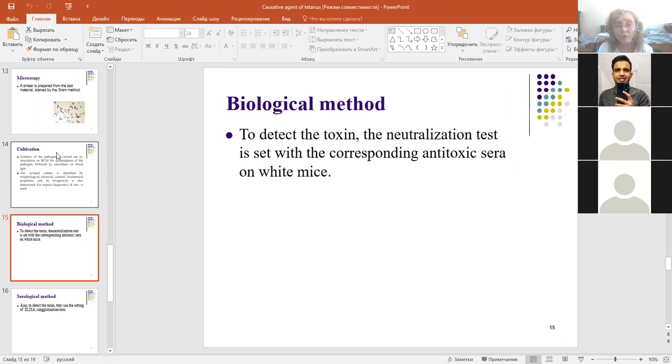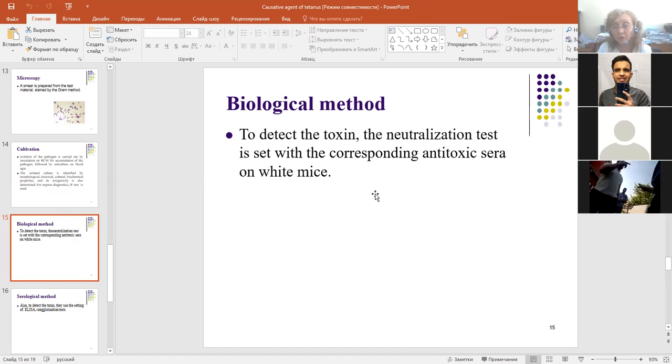Fortunately, all strains of Clostridium tetani produce exotoxins with similar antigenic structure. They produce similar toxins. It is easy. We have no difficulties in diagnostics, and we have no difficulties in vaccine production. So one antitoxic serum is used in diagnosis of tetanus, and it is used for the neutralization test. We should prepare a mixture. So what is the aim of the neutralization test?